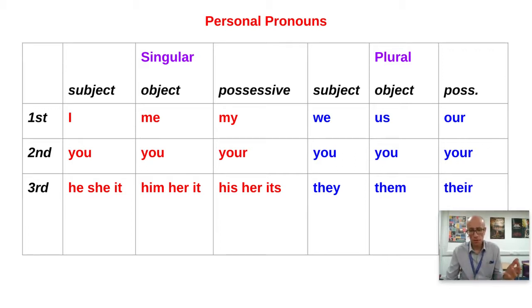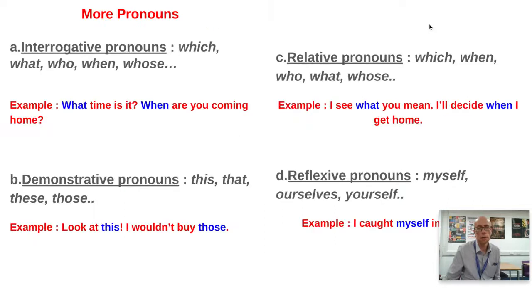That's not the end of the story on pronouns, however, unfortunately for you, because there are a whole bunch of other pronouns that we need to talk through as well. So let's do that. We have these four types. We have interrogative pronouns. Get the spelling right on it: we've got two R's, so it's a double consonant in the middle of that word. And your interrogative pronouns are words like which, what, who, when, whose. How on earth could we ask questions if we didn't have interrogative pronouns? So there are your examples: What time is it? When are you coming home?